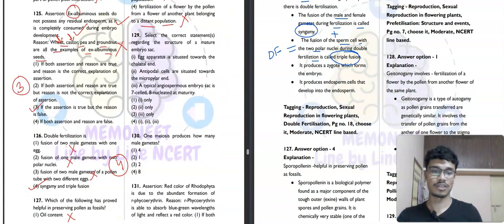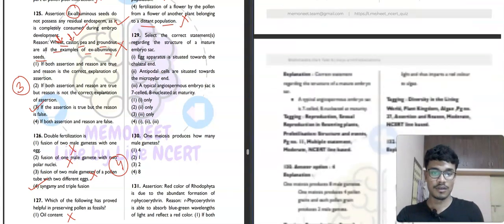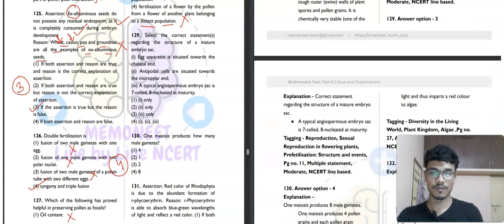Then question number 129. It is saying: select the correct statement regarding the structure of a mature embryo sac. Egg apparatus is situated towards the chalazal end. Antipodal cells are situated towards the micropylar end. A typical angiosperm embryo sac is 7 cell and 8 nucleated. We will see this. So we will make the mature embryo sac. If you can make this, it will solve a lot of questions. You need to make this.